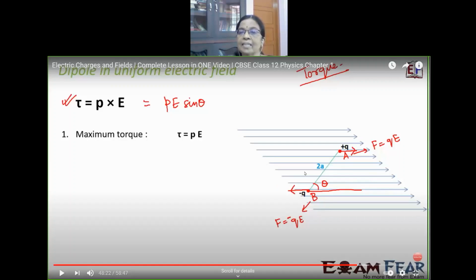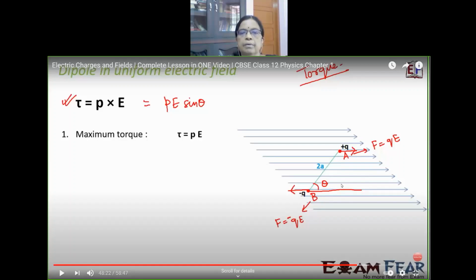That also we have studied last year. Two unlike parallel forces acting on a system constitute a couple. Two unlike means opposite. These two are parallel. So that means it will have a rotating effect. That we call torque. Torque is the rotating effect of the force. Due to this force, it experiences a torque.